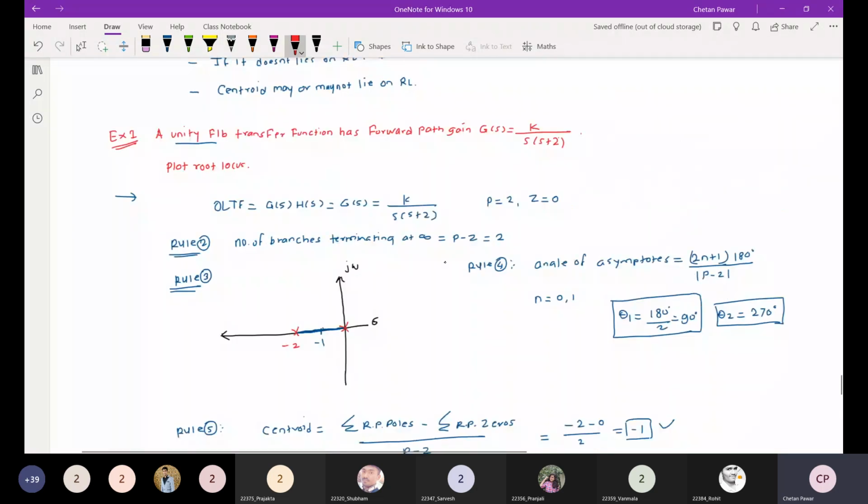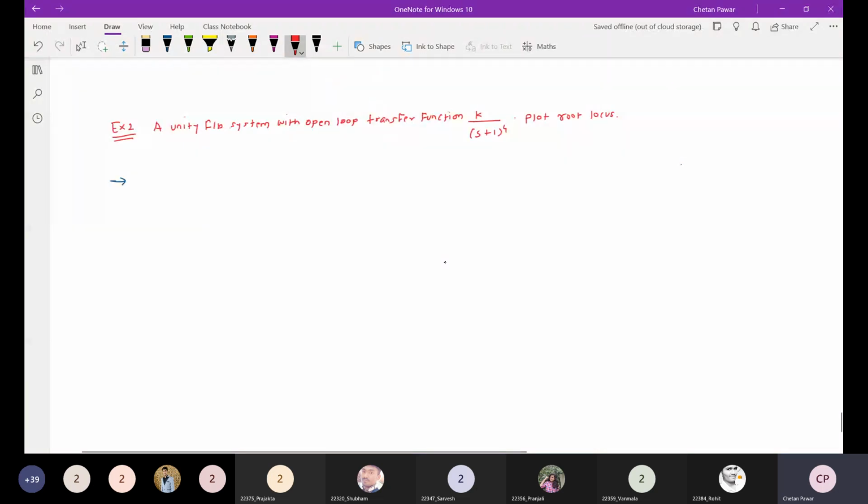So let us move to the next problem, that is example number 2. So here also a unity feedback system is given with open loop transfer function k upon s plus 1 raised to 4, and we need to plot the root locus. So same, first we will apply rule 2, number of branches terminating at infinity is equal to number of poles minus zeros, so that will be 4.